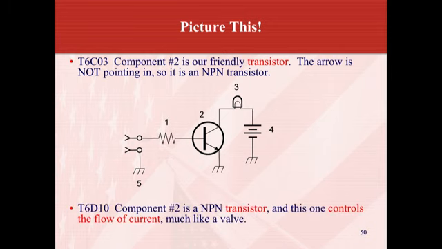Okay, and it says it's an NPN transistor. This one controls the flow of current much like a valve. So yeah, they're kind of giving you a basic operation of the transistor, turning it on with the resistors. They're actually helping the transistor get turned on. To turn on, number 3 is a lamp, by the way, and number 4 is a battery. So it's just an easy way of turning on a light with a transistor, using it as a switch.